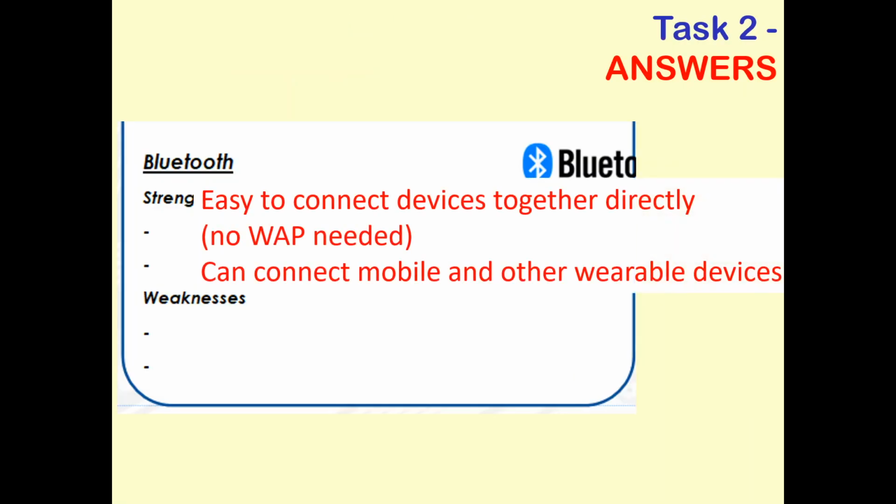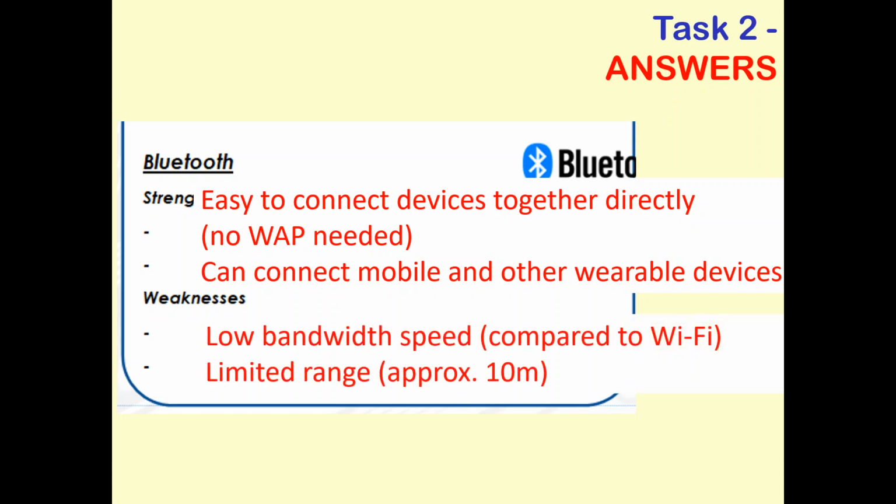Okay, Bluetooth, easy to connect devices together, no need for a WAP or network interface cards. You can connect mobile and other wearable devices easily. Weaknesses, low bandwidth speed compared to Wi-Fi, and limited range, approximately 10 meters only. Check your answers, add to it before finishing for today.